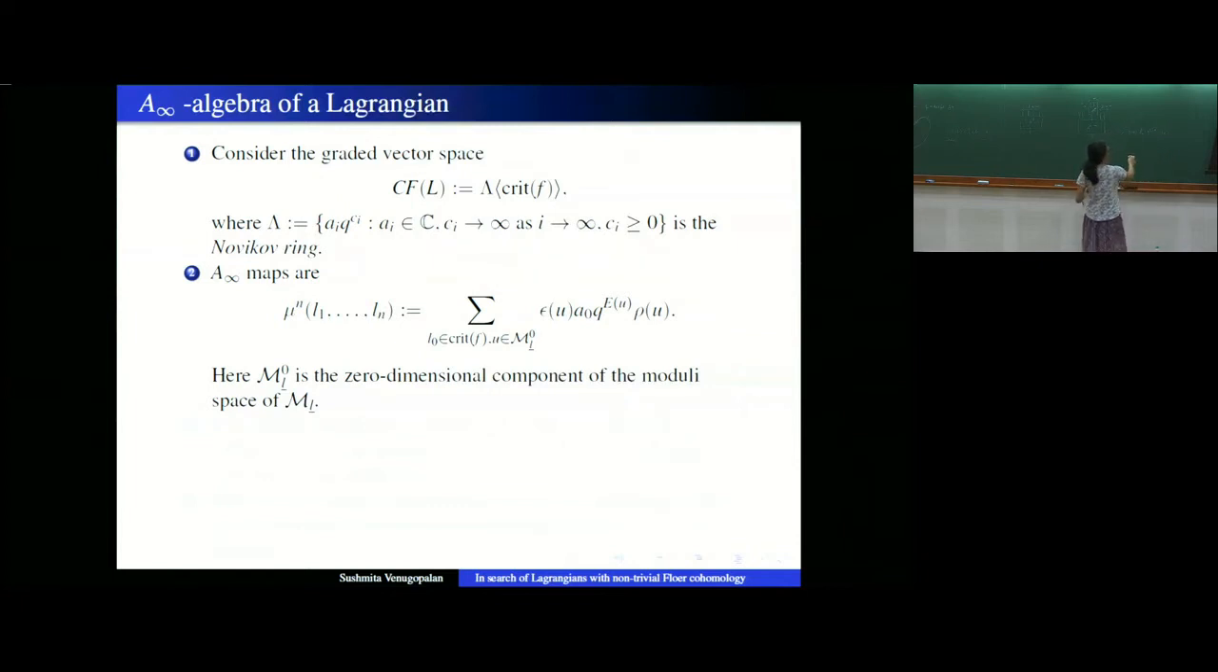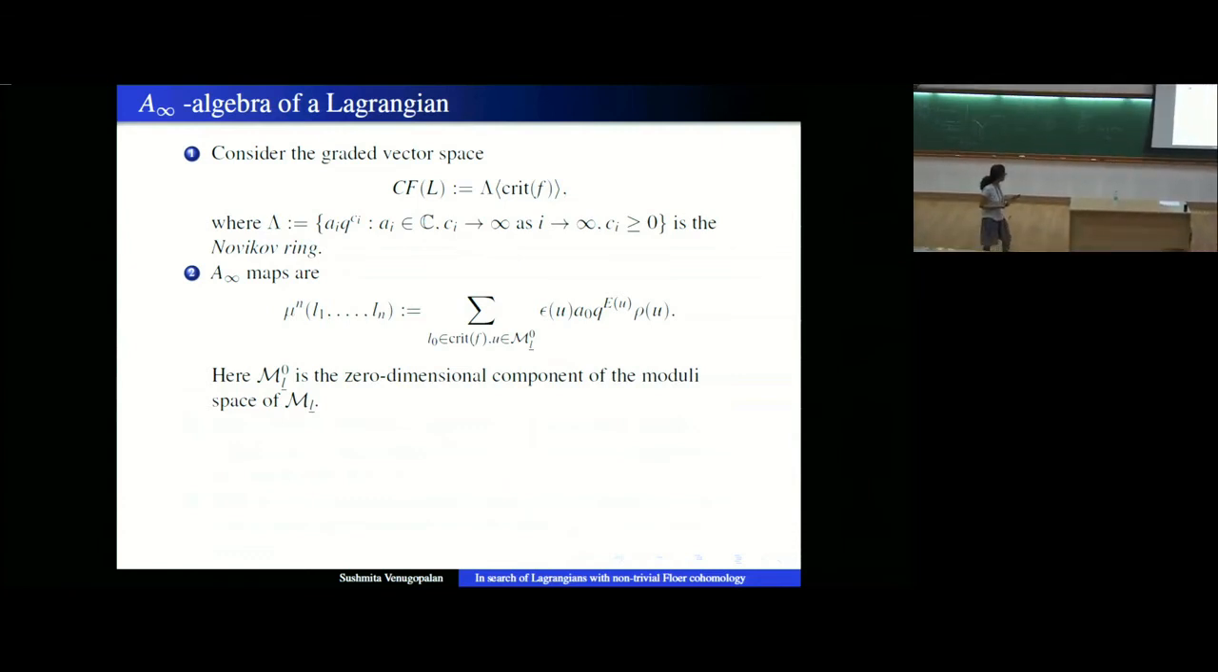So this is indeed an element of the CFL. Any questions about this? Okay.